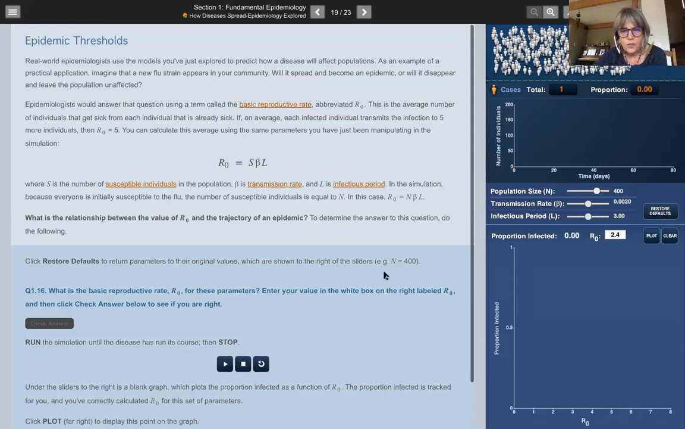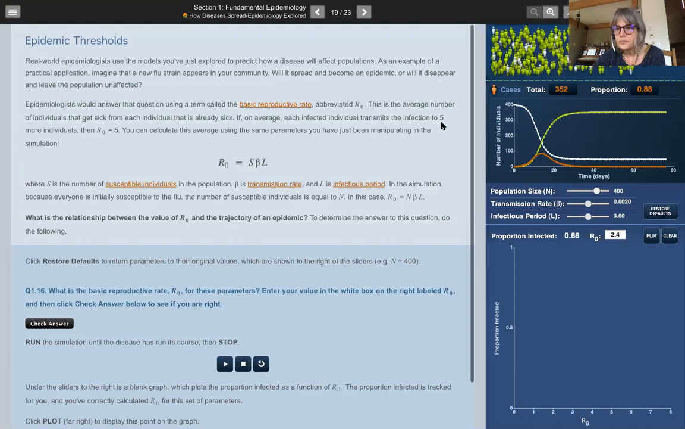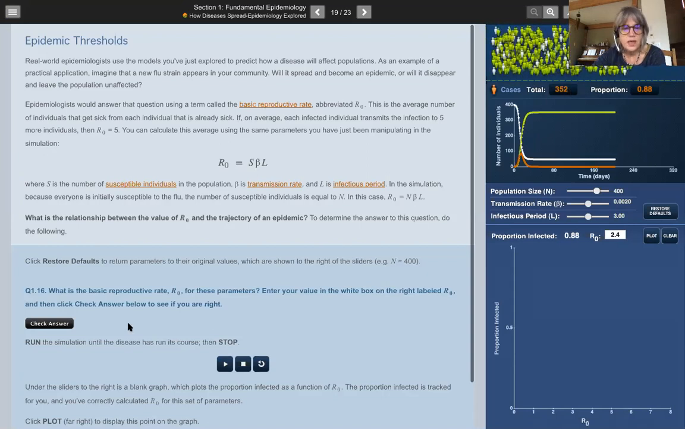Then I run the simulation with that R sub 0. What you're going to see is the total number of cases. Notice that it has stopped and there's no increase. Then I can stop that and plot it. So that is a data point.